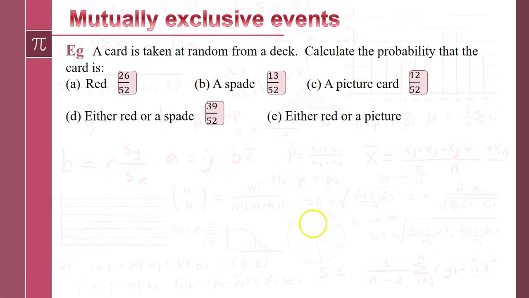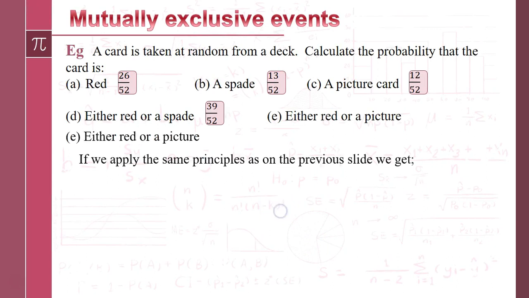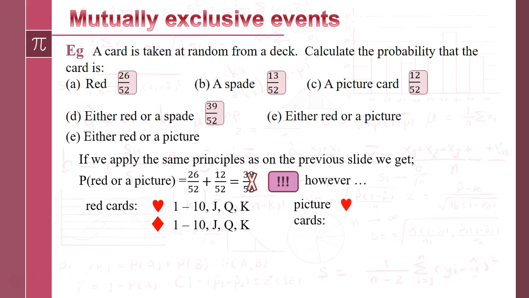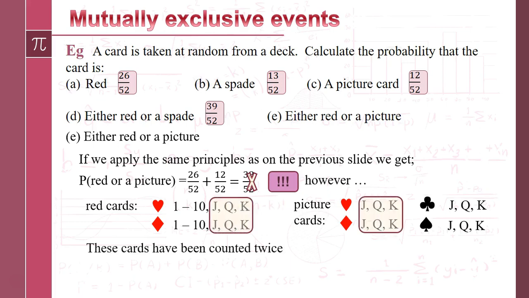Okay, moving on to either red or a picture, part E. Here we go. If we do exactly the same as in the previous one, the probability it's red is 26 over 52. The probability it's a picture, 12 over 52, so our probability is 38 over 52. However, unfortunately, that's not correct. The reason that's not correct is because if we think about the red cards, we've got hearts and diamonds, 1 to 10, then Jack, Queen, King in both suits. And if we think about picture cards, we've got hearts Jack, Queen, King, diamond Jack, Queen, King, same with clubs and spades. And you'll notice that those cards there are in both sets. So they've been counted twice.